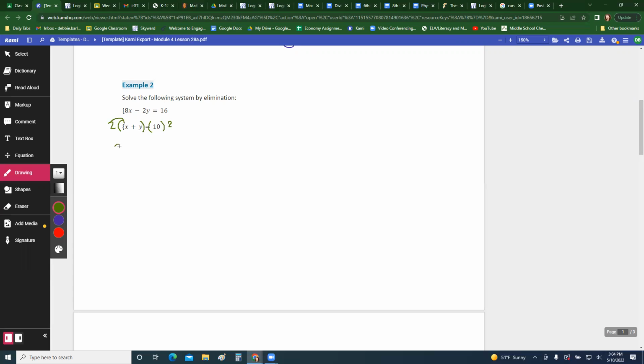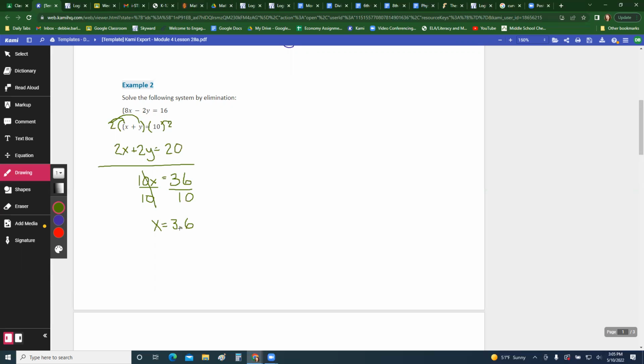So 2 times x is 2x. 2 times y is 2y, plus 2y equals 2 times 10 is 20. Now I'm going to add these equations together. So I have 16 plus 20 is 36. I have negative 2y, positive 2y. Those are 0, and they go away, and I'm not even going to write them down. And then I have 8x plus 2x is 10x. So I have 10x equals 36. Now I want to isolate that variable, get the x alone. So x equals 3.6.